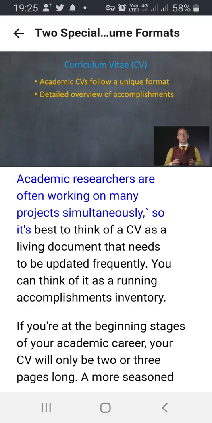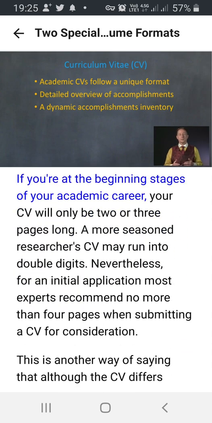Academic researchers are often working on many projects simultaneously, so it's best to think of a CV as a living document that needs to be updated frequently. You can think of it as a running accomplishments inventory. If you're at the beginning stages of your academic career, your CV will only be 2 or 3 pages long. A more seasoned researcher's CV may run into double digits. Nevertheless, for an initial application, most experts recommend no more than 4 pages when submitting a CV for consideration.